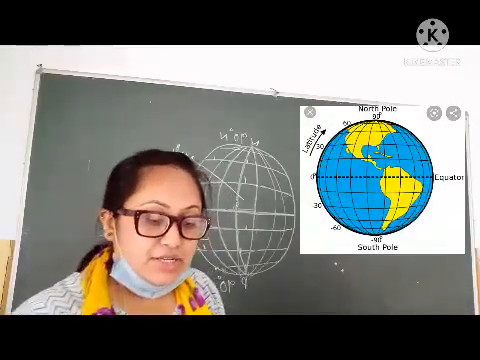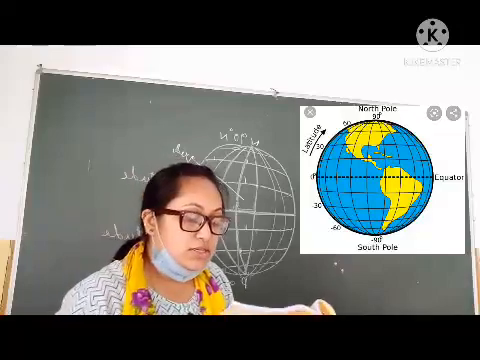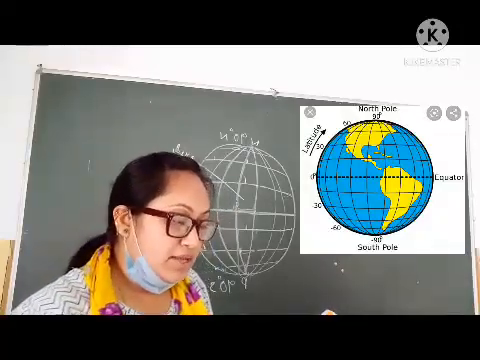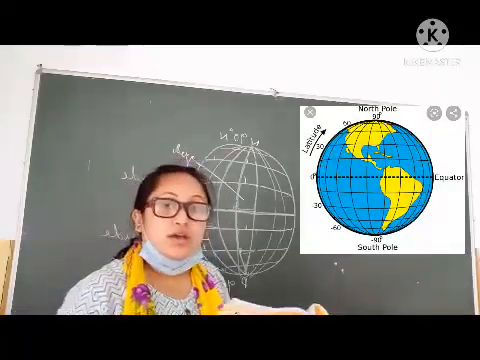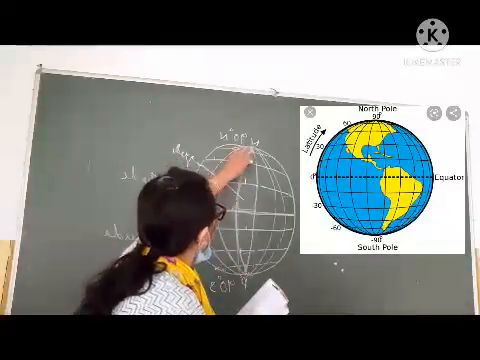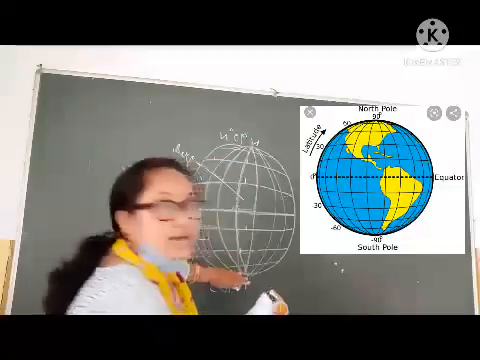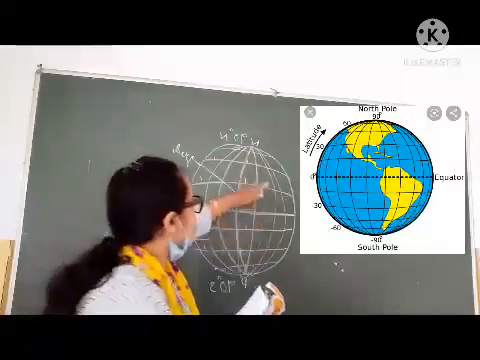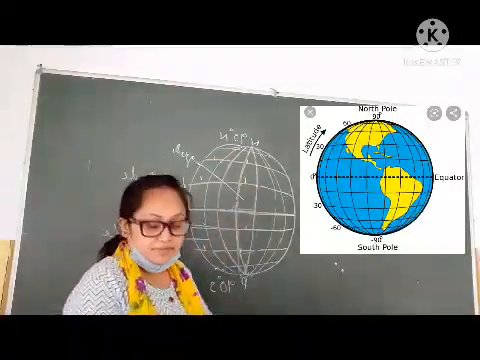Now, we shall study about the features of latitude. The lines of latitude or parallels show the distance of a place north and south of the equator. This is the northern part and this is the southern part. It shows the places in the northern part and the southern part.